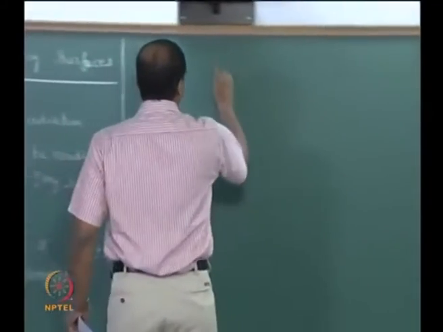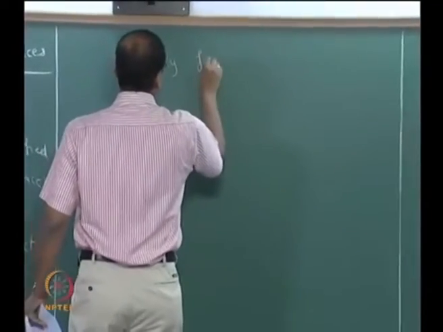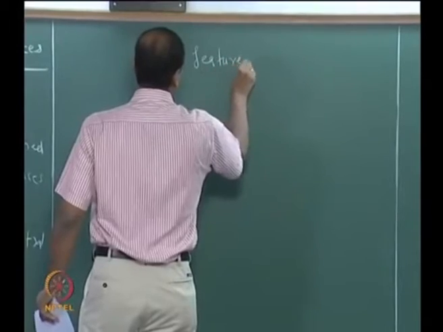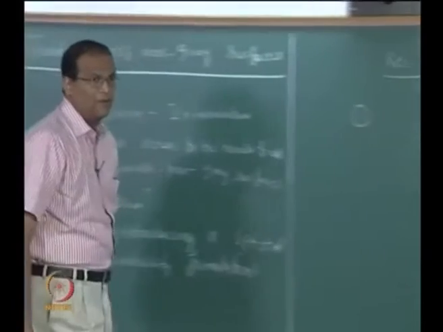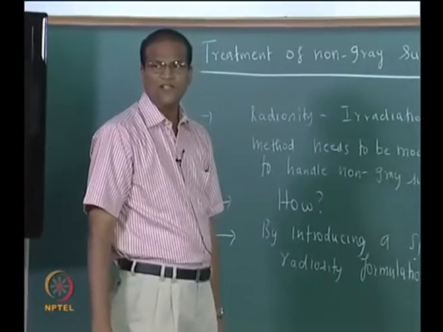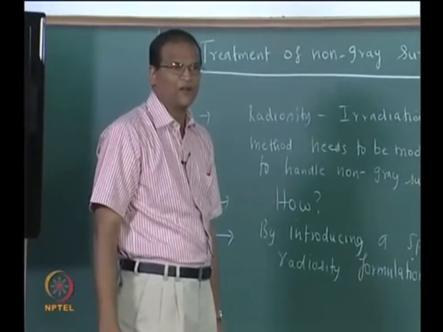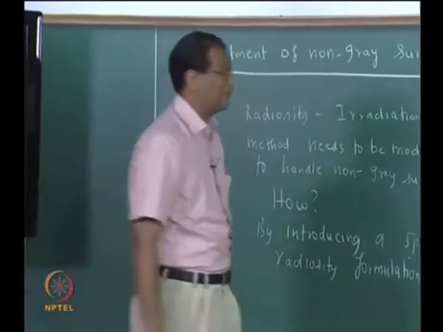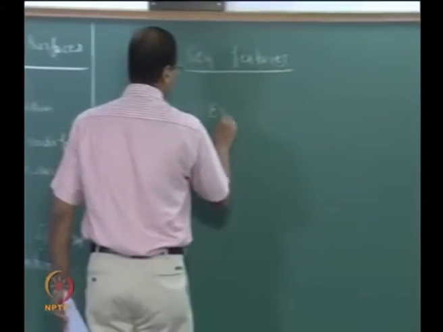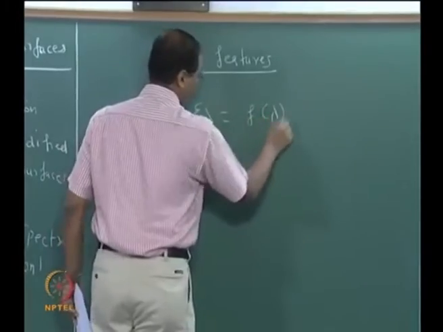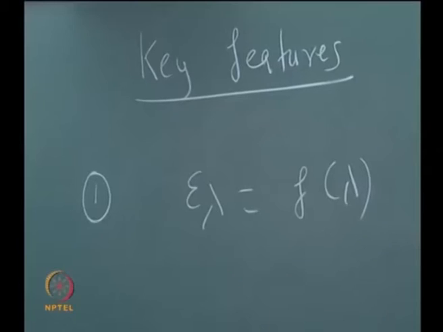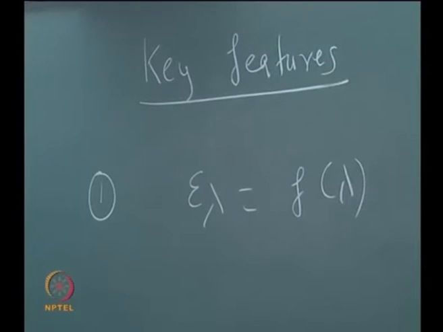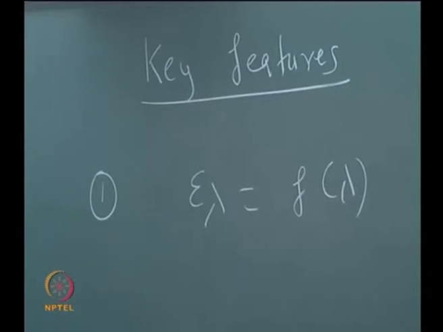What are the key features of this spectral radiosity formulation? First, epsilon lambda is a function of lambda. And needless to say, this f is known to us. Otherwise, we cannot proceed, right? So then it is an inverse problem. Okay. So epsilon lambda is a function of lambda. I know what this f is.